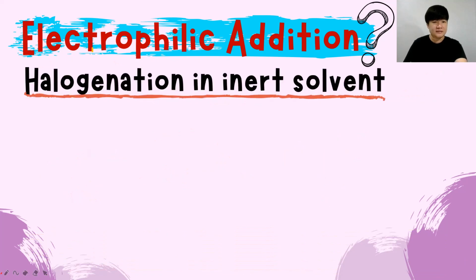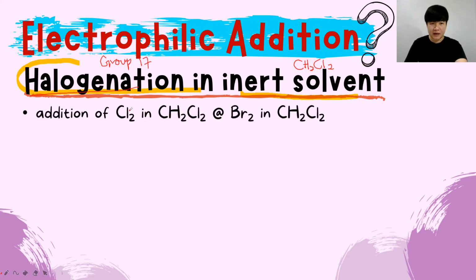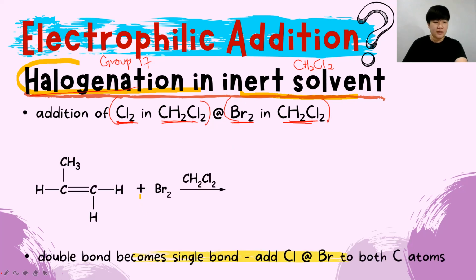Let's look at the next electrophilic addition. You have your halogenation in an inert solvent. The inert solvent that we always use is CH2Cl2 in this case. Halogenation means your halogen, group 17. So let's see what happened. You will have addition of Cl2 in CH2Cl2 or addition of Br2 in CH2Cl2. So you can use both of these reagents and conditions. So let's see what happened.